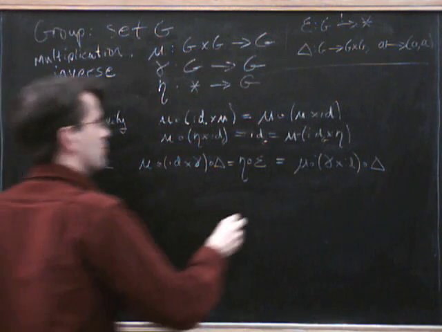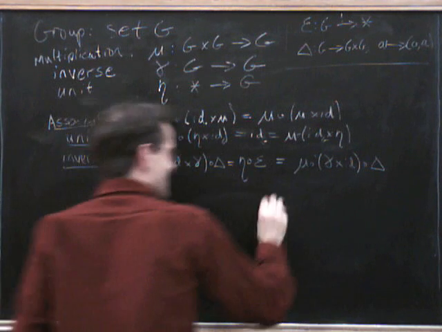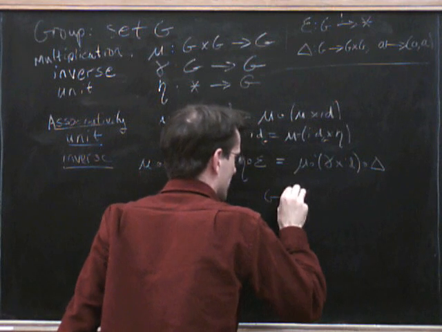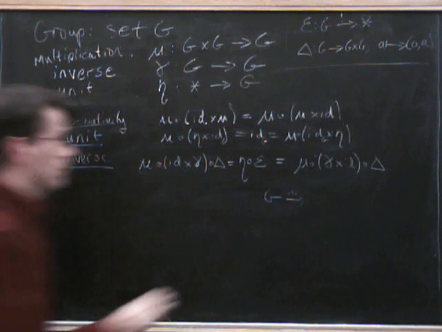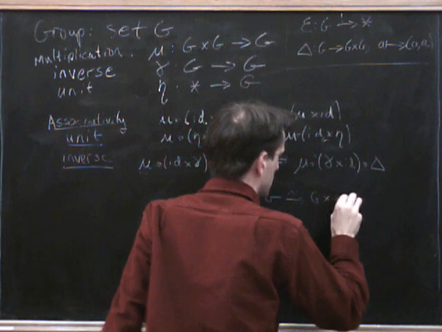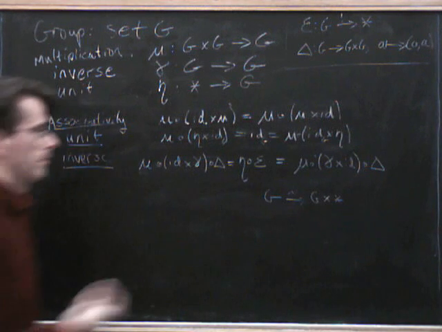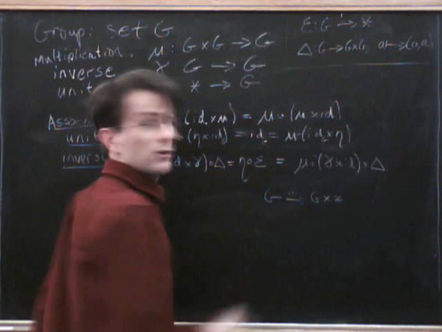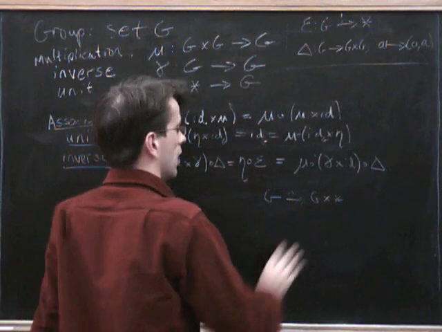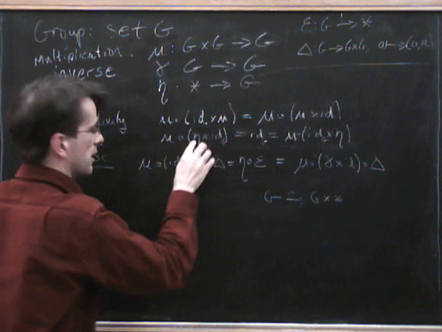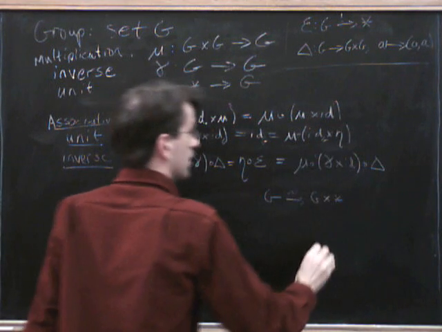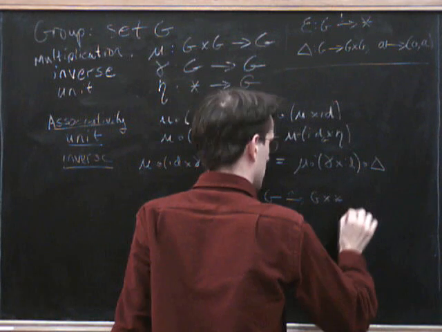So what we have is this isomorphism: G is isomorphic to G cross a point. This is just the thing that you have in sets. It's the obvious isomorphism, and it's from there that we can then apply the identity on G, and we'll do eta.